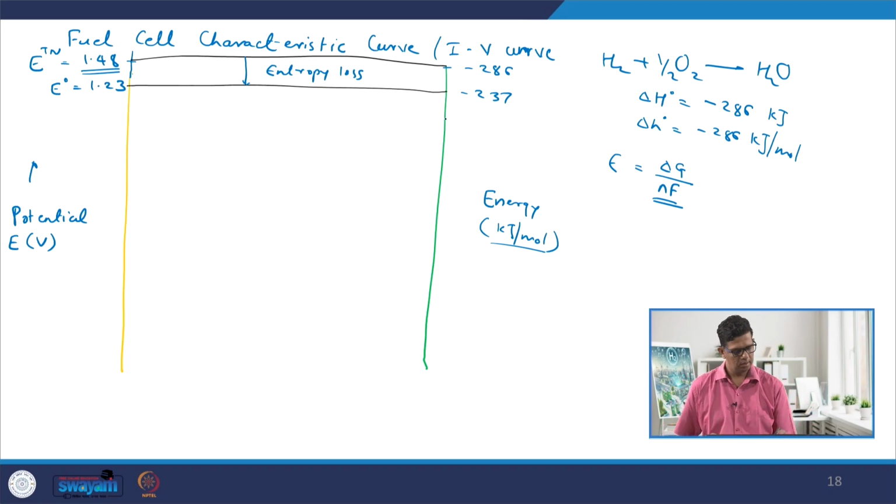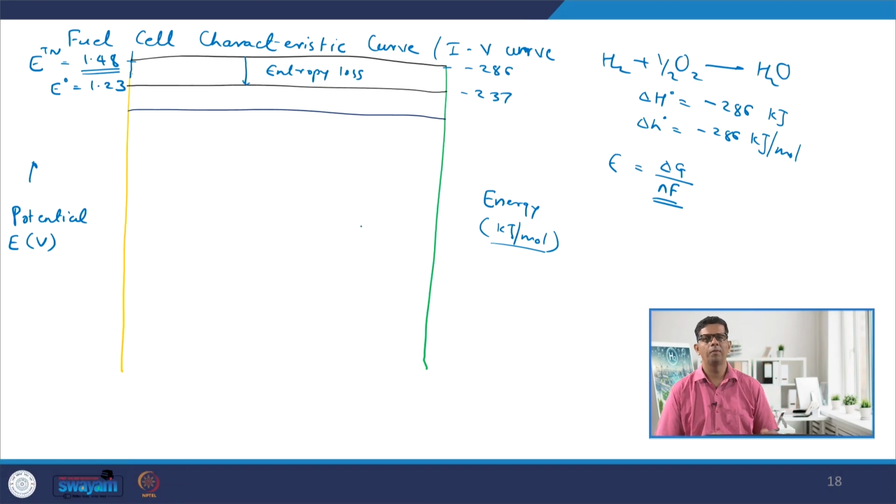Then, since fuel cells are typically operated at pressures and temperatures different from STP, there is a loss in the energy due to the deviation from STP. So, let me write this up: deviation from standard temperature and pressure conditions.